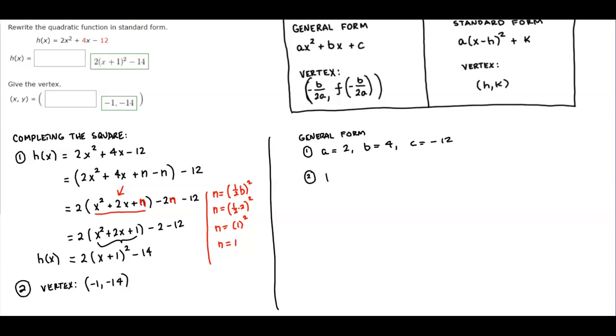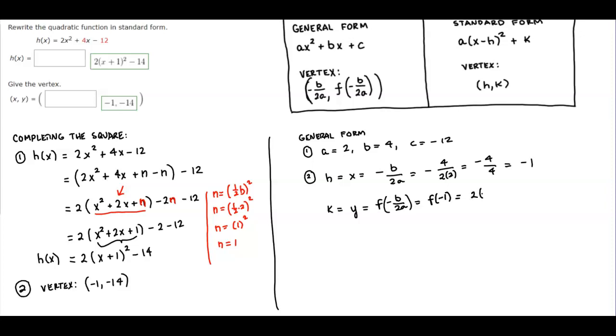Okay, so the first thing we need to figure out is h, the x-coordinate of the vertex, which is equal to -b over 2a. So we have a negative, b is 4, and this is 2 times 2. So this becomes -4 over 4, which is equal to -1. And then we want to find k. We know that k is equal to y, which is equal to f of -b over 2a. And we found that that is f of -1.